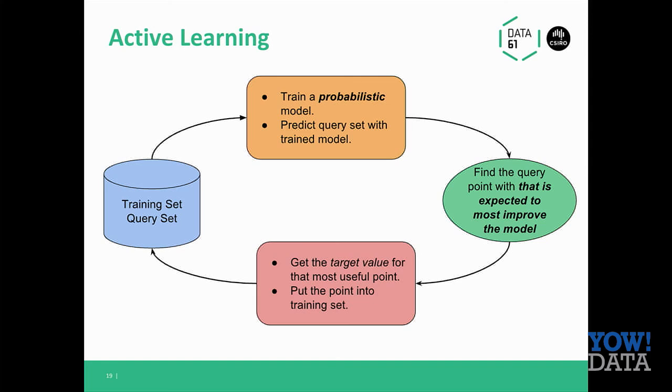So this flow diagram shows the process of applying active learning. Given the training and query set, we train a probabilistic model, and then we predict for the query set. Then you find the query point that is expected to most improve your performance. For instance, you might select the point which could reduce the uncertainty for the whole query set. Or you want to select the point that could reduce the highest upper bound for your confidence interval. It depends on what kind of thing you want to achieve with active learning.